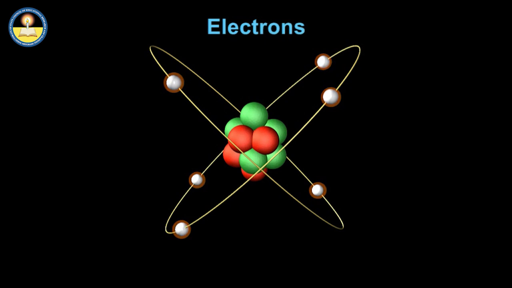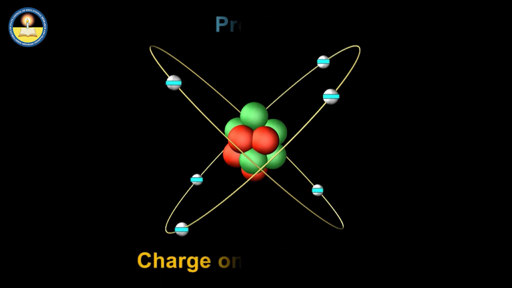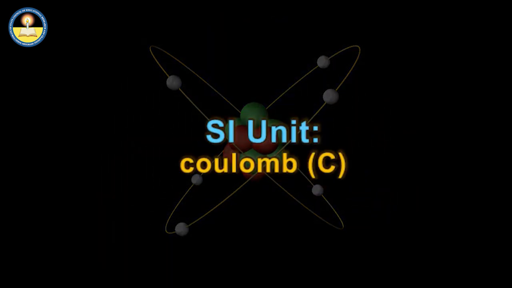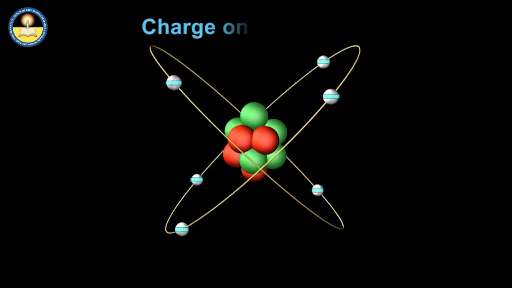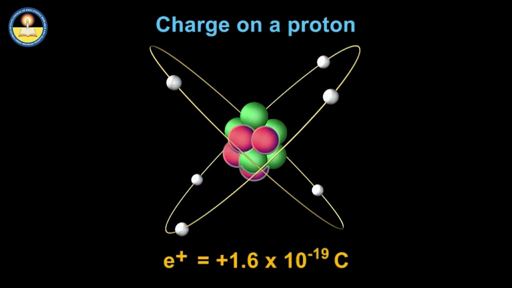Charge on an electron is denoted by a symbol e-, and that on a proton is e+. And the SI unit of electric charge is coulomb, named after the French physicist Charles-Augustin de Coulomb. Charge on an electron is minus 1.6 into 10 to the power minus 19 coulombs, and the charge on a proton is plus 1.6 into 10 to the power minus 19 coulombs.